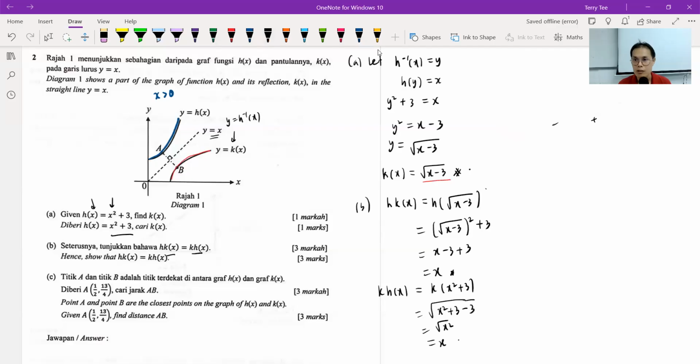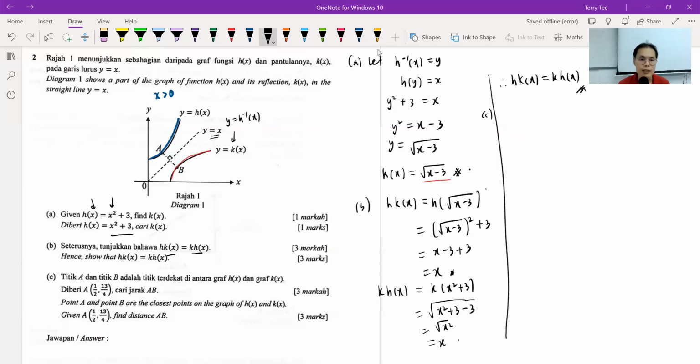So therefore, just write the conclusion. Sorry, I don't have space. I'm going to do over here, right? My conclusion: hk(x) is therefore equal to kh(x), okay? All right, so that is part B.